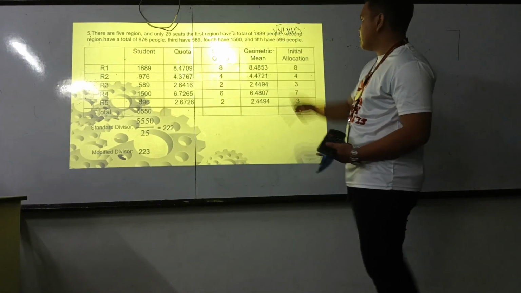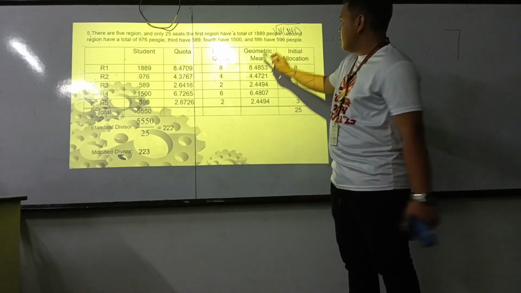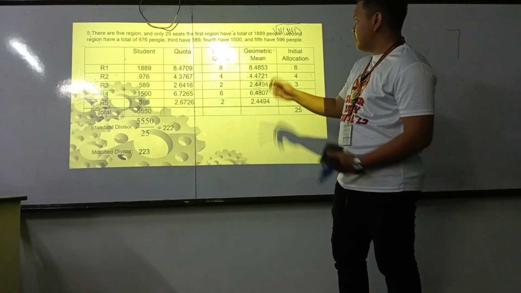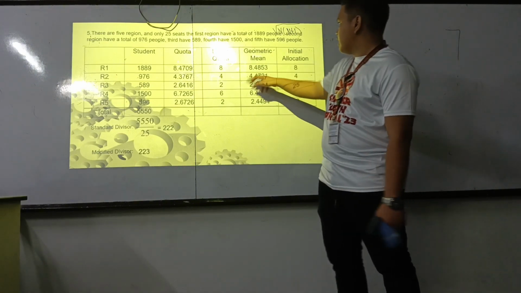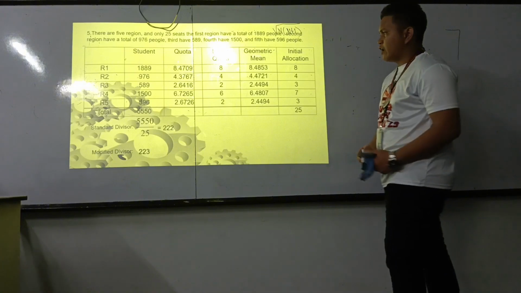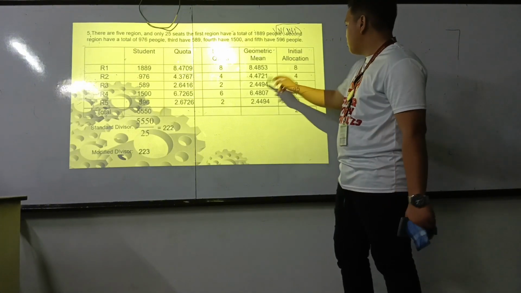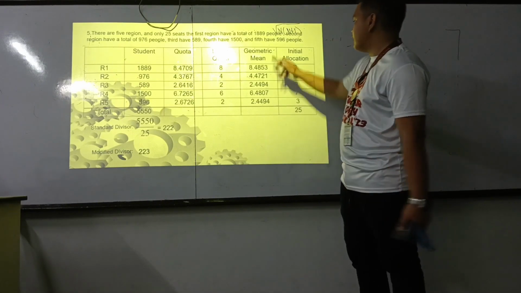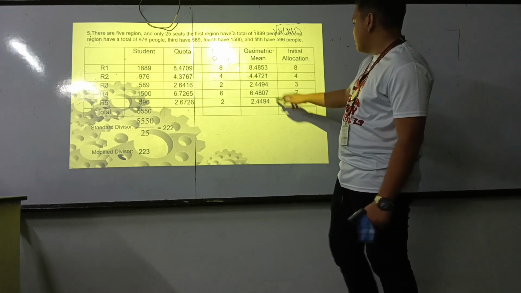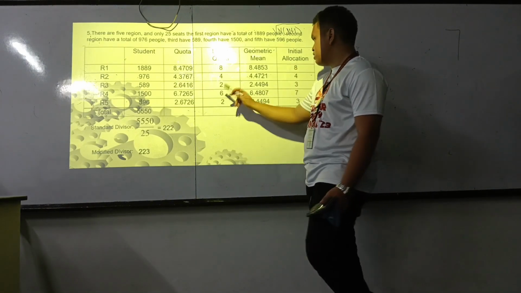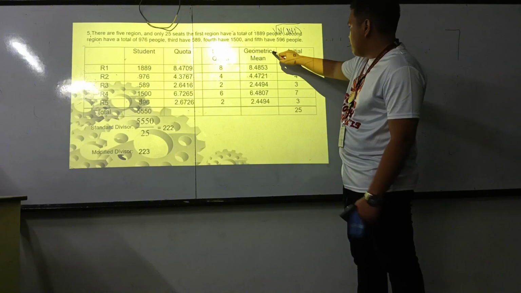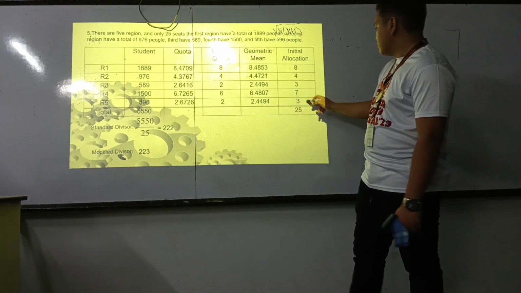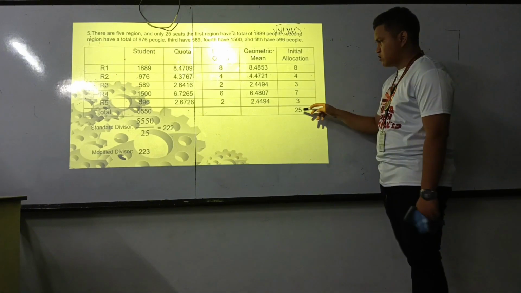As you can see, the geometric mean here in region 1 is larger than the quota, so it will stay the same. The geometric mean here in region 2 is larger than the quota, so it will stay the same. And in region 3, the geometric mean is lower than the quota, so 2 plus 1 equals 3. In region 4, the geometric mean is lower than the quota, so 6 plus 1 is 7. And the geometric mean in region 5 is lower than the quota, so 2 plus 1 is 3. So all of them add up to 25.